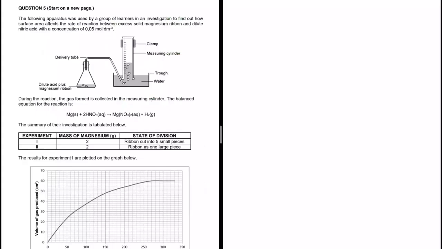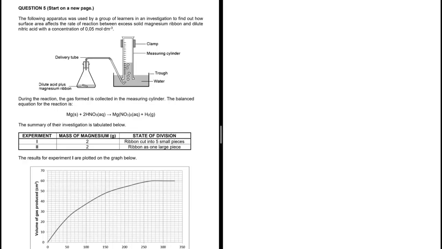The following apparatus was used by a group of learners in an investigation to find out how surface area affects the rate of reaction between excess solid magnesium ribbon and dilute nitric acid with a concentration of 0.05 mole per decimeter cube. During the reaction, the gas formed is collected in the measuring cylinder. The balanced equation for the reaction is given to us right here. The summary of the investigation is tabulated below. So let's take a look.